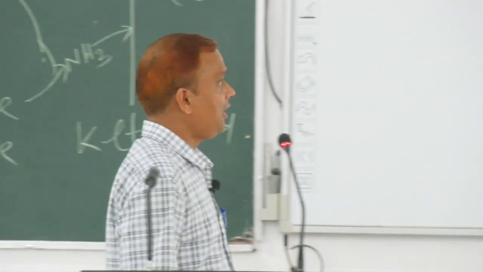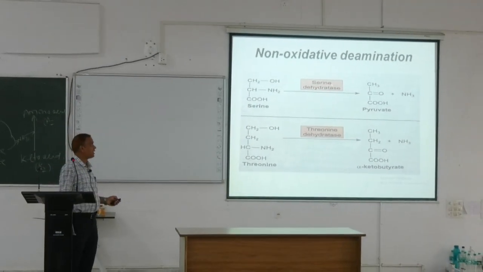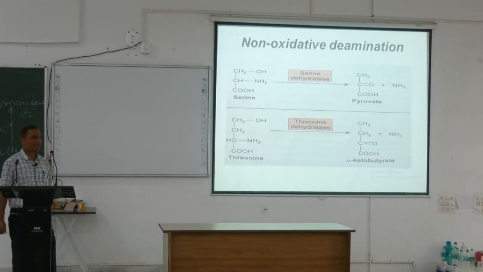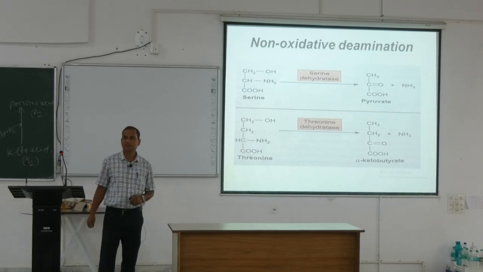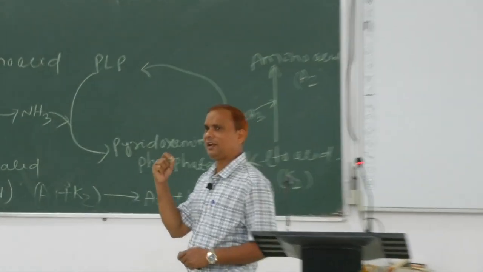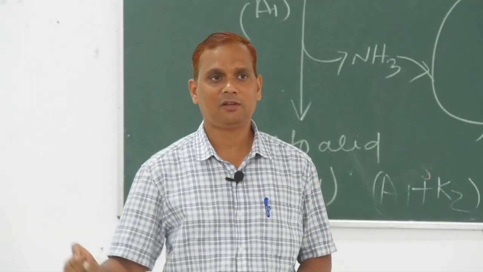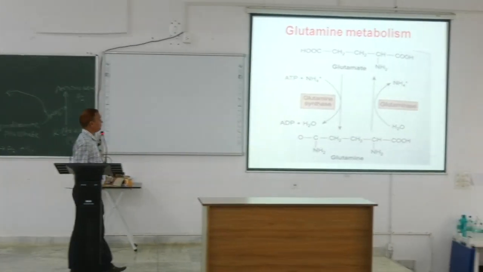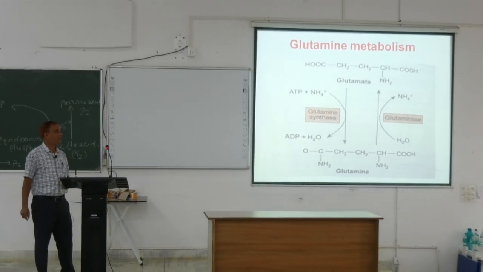Serine is converted to pyruvate with liberation of ammonia by the help of an enzyme dehydratase. Second, threonine can be converted to alpha ketoglutarate. Simply non-oxidative, catalysis occurs and ammonia can be removed. Liberation of ammonia. This is very important.